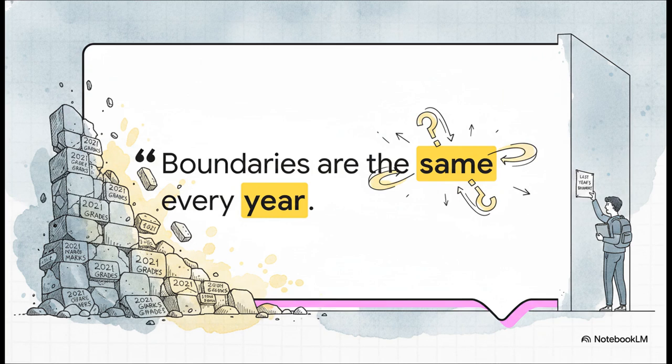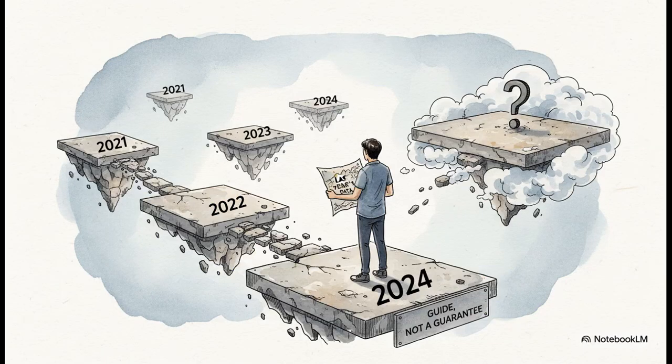Okay, next up. This big assumption that you can just look at what the boundaries were last year and know exactly what you need this year. But in reality, they move around every single exam session. And it's not always just a little bit. They can shift by 5, sometimes even 10 marks. So, last year's data? It's a helpful guide, for sure. But it is not a guarantee. Never assume it's going to be the same for you.